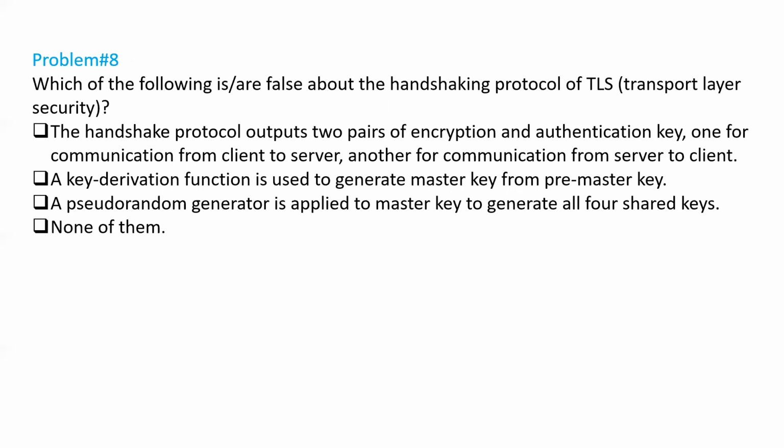A key derivation function is used to generate master key from pre-master key. A pseudo-random generator is applied to master key to generate all 4 shared keys, and none of them. So anyone would like to answer? Just now I discussed the TLS protocol in brief actually.